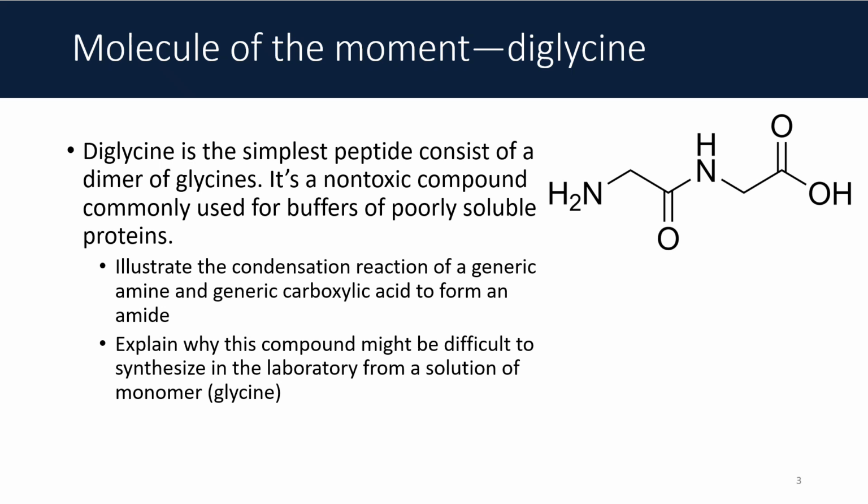So my question for you is twofold. Consider this diglycine molecule, and I want you to draw out the condensation reaction of a generic amine with a generic carboxylic acid to form a simple amide. What you basically learned in organic chemistry. Now I want you to apply it to this specific molecule and explain why this diglycine might be difficult to synthesize in the laboratory from just a solution of its monomer, which is glycine.